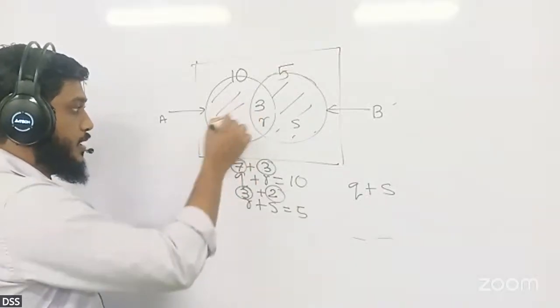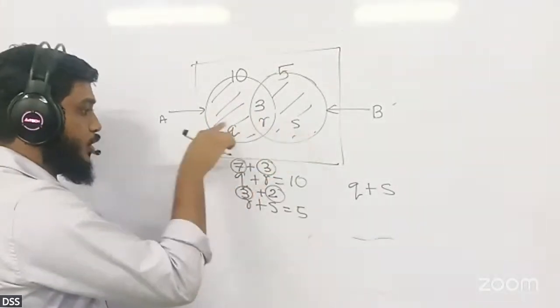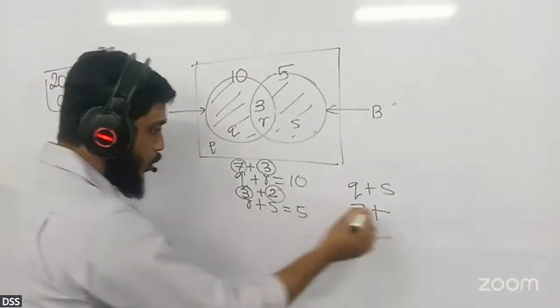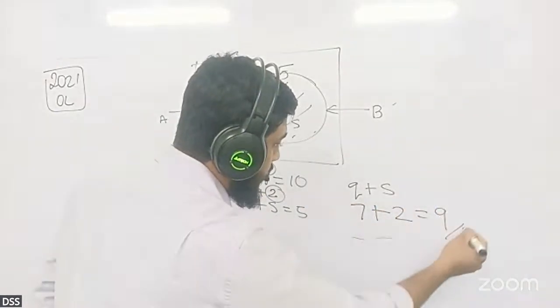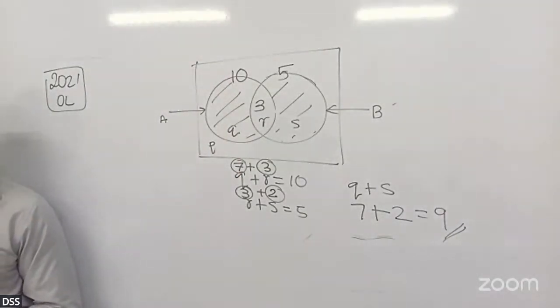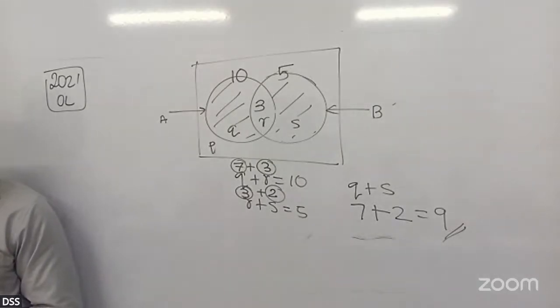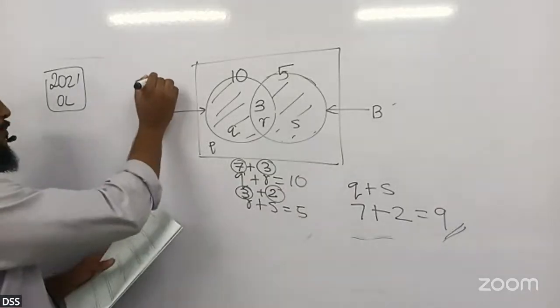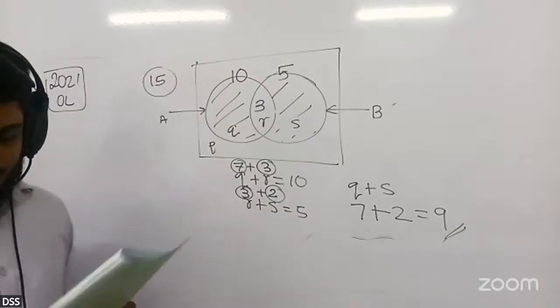So the shaded region is this Q and S, children. If Q is 7 and S is 2, the shaded region value is how much? 9. Very simple. Can you understand? So this is question number 15. All right. Mark these things.